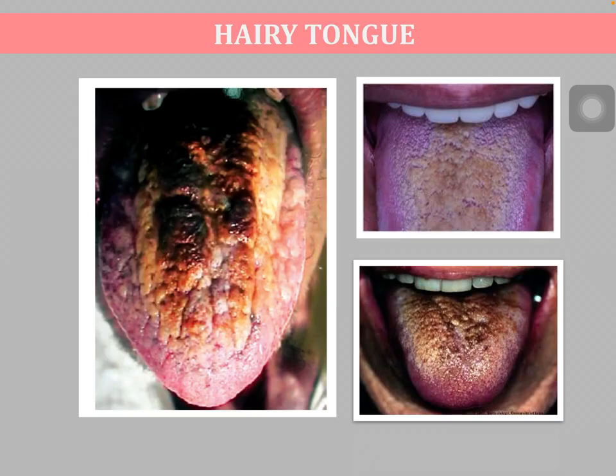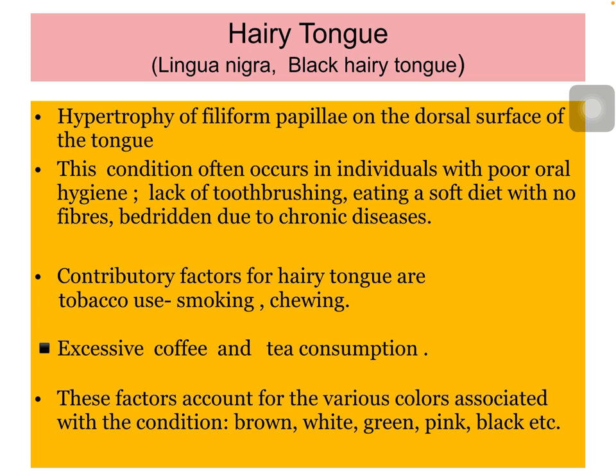Hairy tongue. Hairy tongue, otherwise called lingua nigra or black hairy tongue, is characterized by hypertrophy of filiform papillae on the dorsal surface of the tongue. The condition often occurs in individuals with poor oral hygiene, lack of toothbrushing, eating a soft diet with no fibers, and bedridden patients due to chronic diseases.